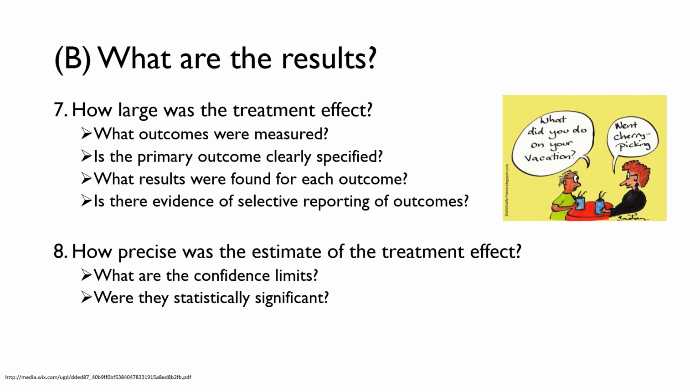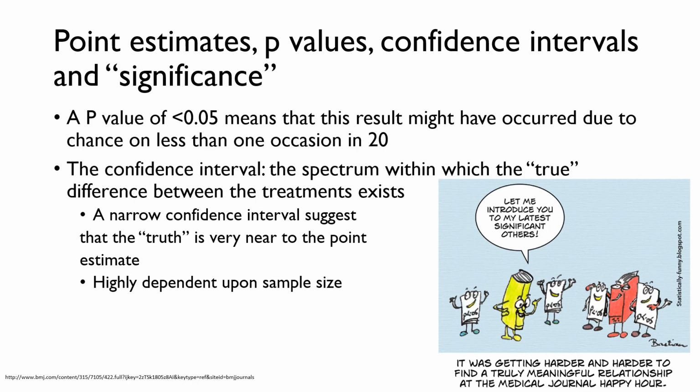Is there any evidence of selective reporting of outcomes? So they stated at the outset, this is what we're powered to do, but then they kind of cherry picked and presented the outcomes they felt were most exciting. How precise was the estimate of treatment effect? What are the confidence limits? Were they statistically significant? So here, just a word on point estimates, p-values, confidence intervals, and significance.